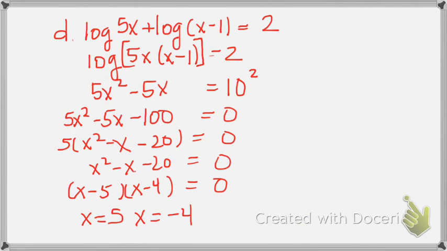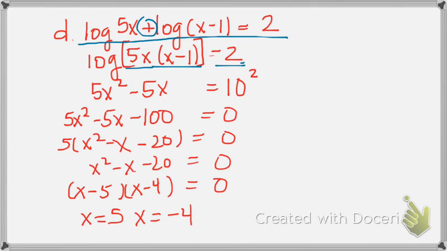So now we're going to look at our last example, D, which is this equation here. Log of 5x plus log of x minus 1 is equal to 2. And so we notice on our left side, we have the sum of 2 logs, so we can bring them together because they have the same base. And so it becomes log of 5x times x minus 1 is equal to 2.